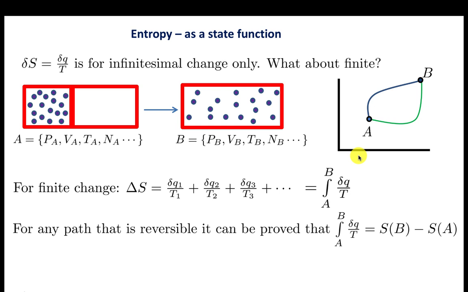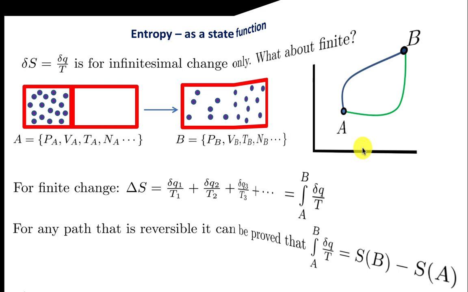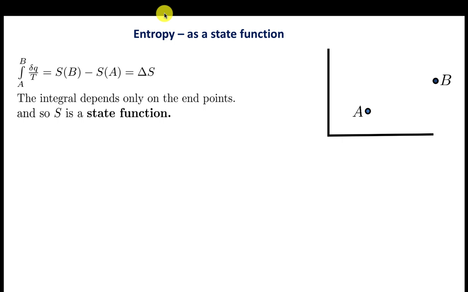And I say that it can be proved, and hopefully in this course we will prove it, but not right now, that this integral actually just depends upon the endpoints. So this integral is the value of the entropy at B minus the starting entropy, which is S at the point A. There's another way of saying this, namely that entropy is a state function.